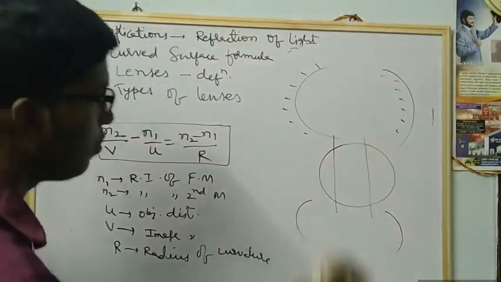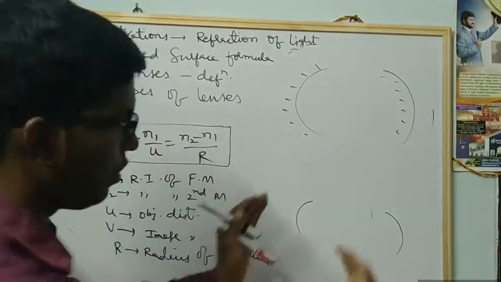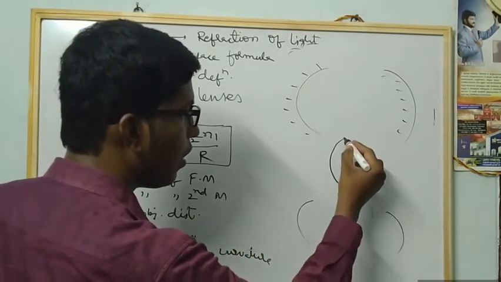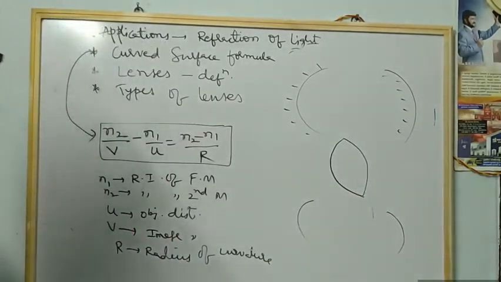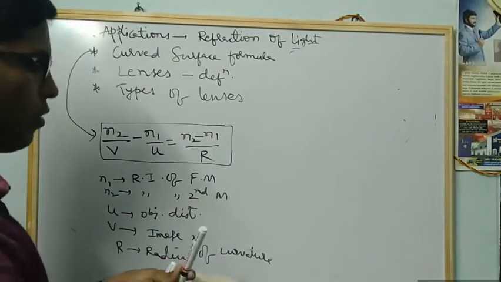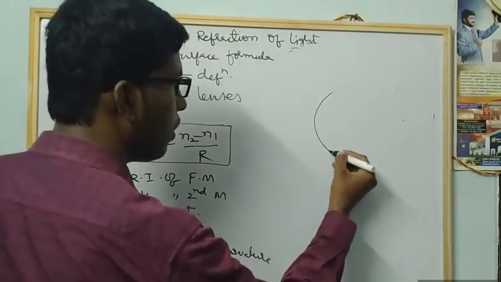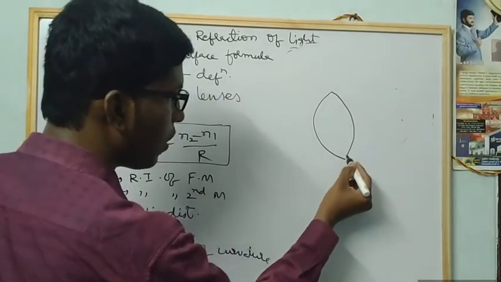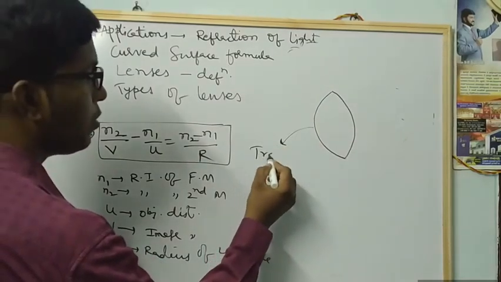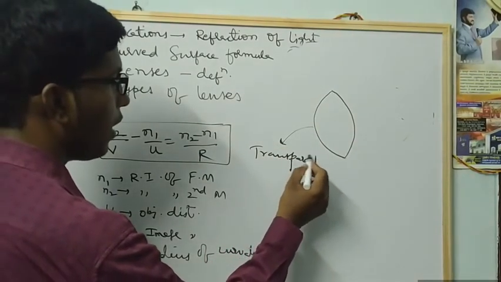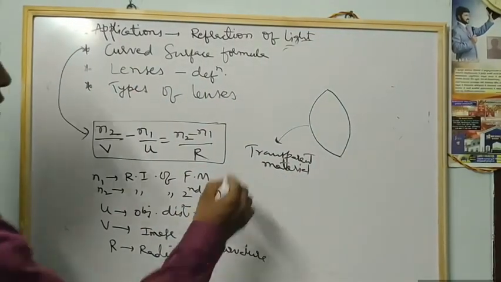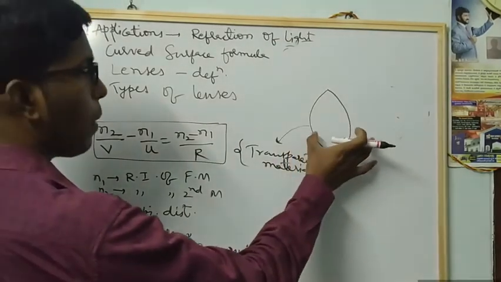Now, suppose I join these two surfaces, see here what happens. I will get a structure like this. Do you understand now? Okay. So two curved surfaces I have joined. This is one curved surface and this is another curved surface. This is called a lens. So a lens is a transparent material which we can see through directly.